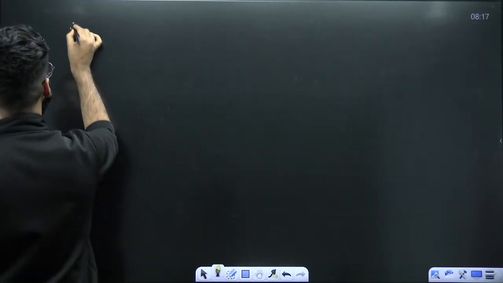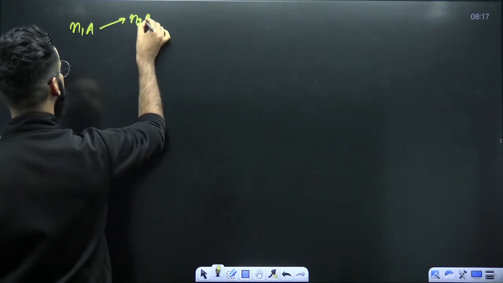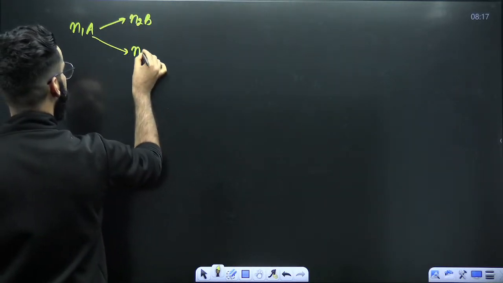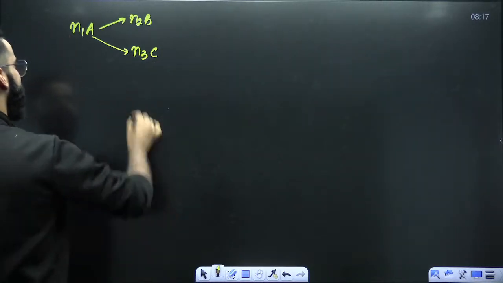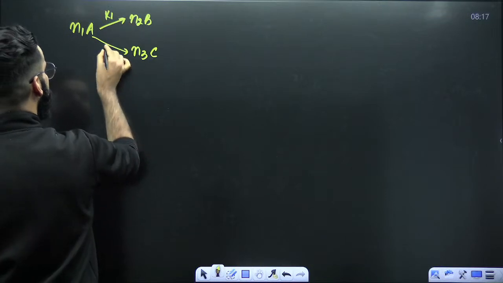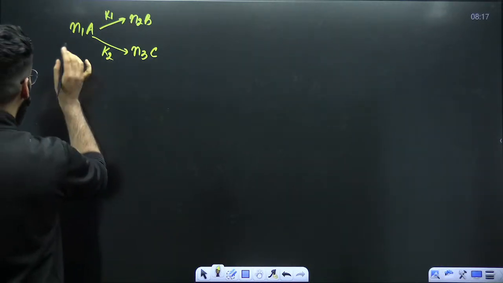Perfect. Now, guys, if, for example, by chance, they play with the stoichiometry, let's say they give you a question like this. N1A gives N2B, and at the same time, N1A gives N3C. Let's say they are giving a question like this. The rate constant of the first reaction is K1, rate constant of this reaction is K2. Again, I'm assuming certain things.